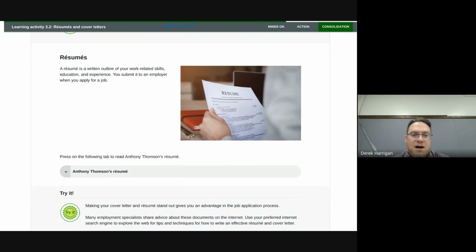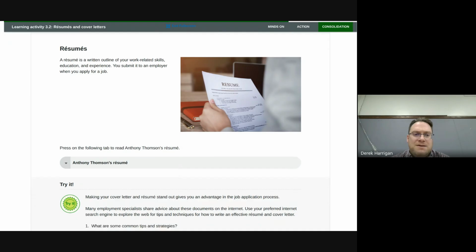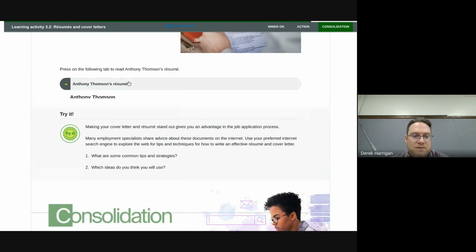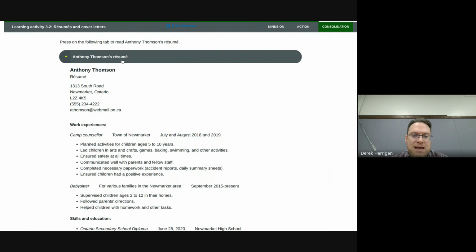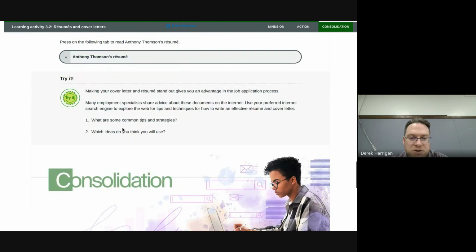And so a cover letter sort of goes in front of a resume. You usually give them or hand them in together when you're applying for a job. And oftentimes now we submit a cover letter and a resume together electronically online. So the two go hand in hand. And so they give you an example of a resume right here, and then they give you some questions to consider again in your notes.